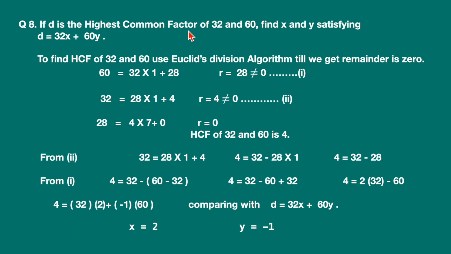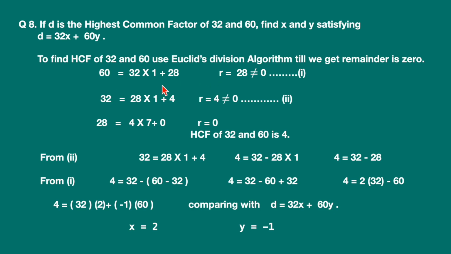If D is the highest common factor of 32 and 60, find X and Y satisfying this equation. So they are given D as the highest common factor of 32 and 60. Let us first find out the value of D. So 60 and 32, the bigger number is 60. So 60 is equal to 32 into 1 plus 28.